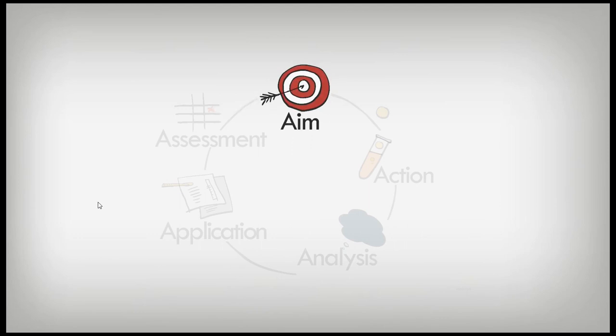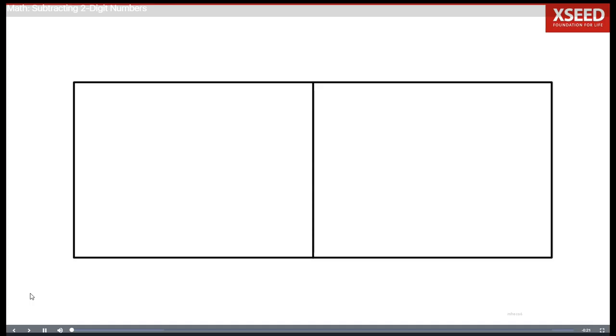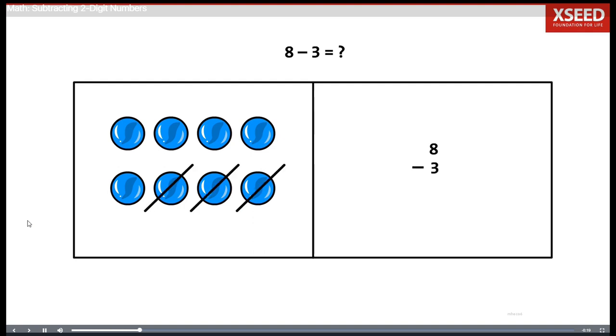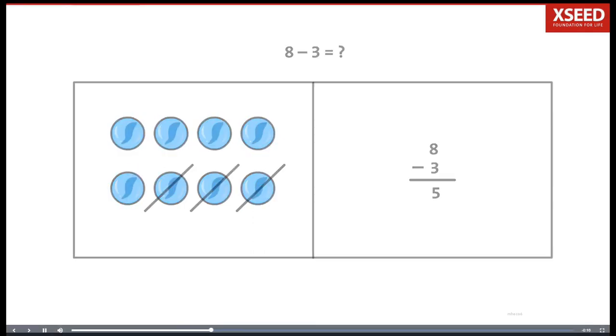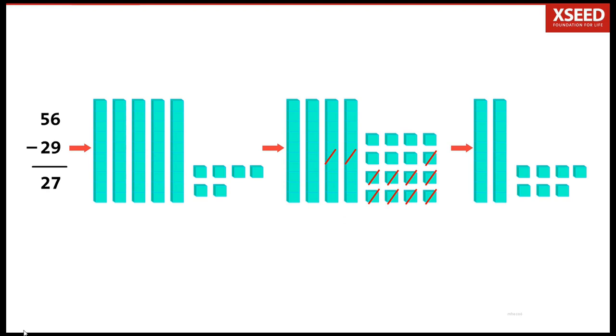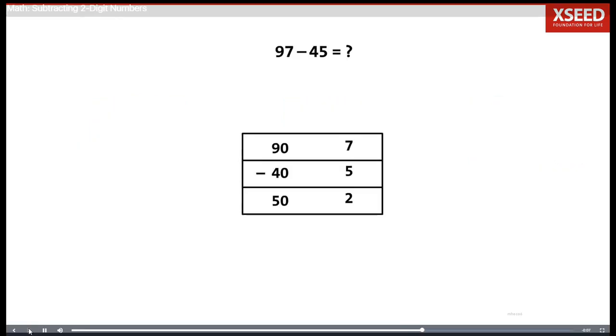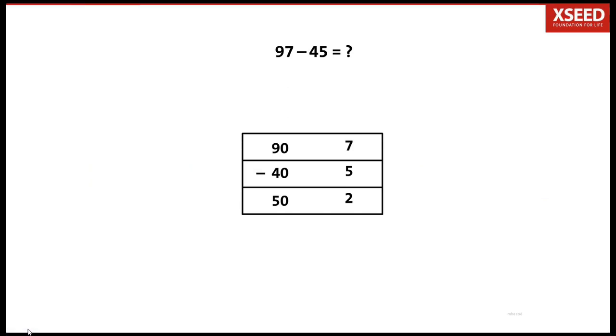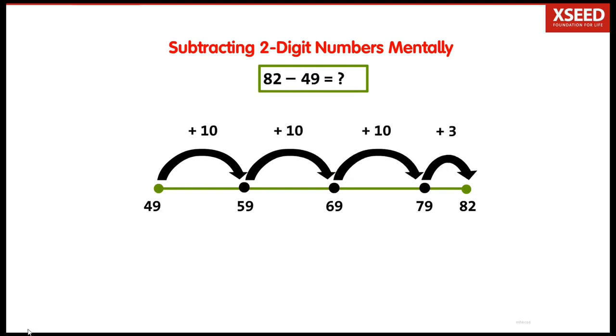Let's set a clear aim for today's class. You may already know how to subtract 2 one-digit numbers. We have learned that we can use place value blocks to subtract numbers. Finally, do you remember how to subtract 2 two-digit numbers using the expanded form? Today, we are going to find out more about subtracting 2 two-digit numbers. Specifically, we will learn more about subtracting 2 two-digit numbers using the counting up method.